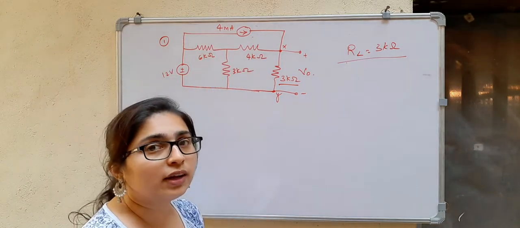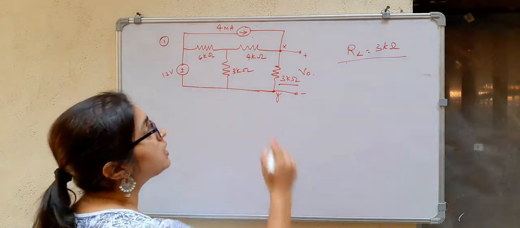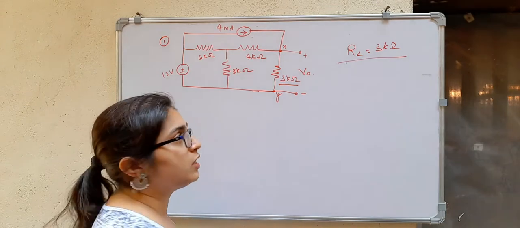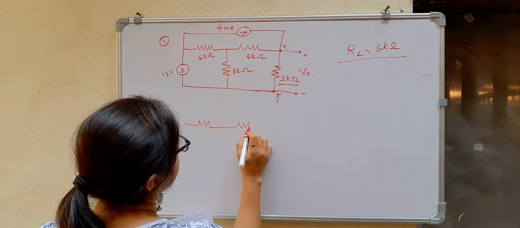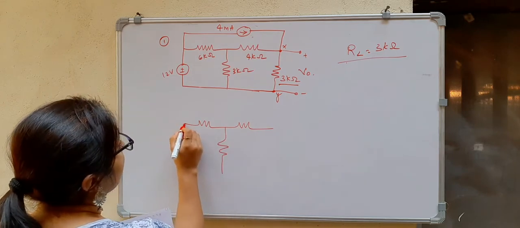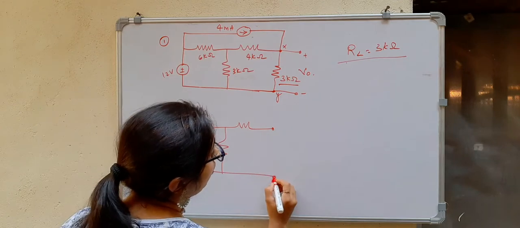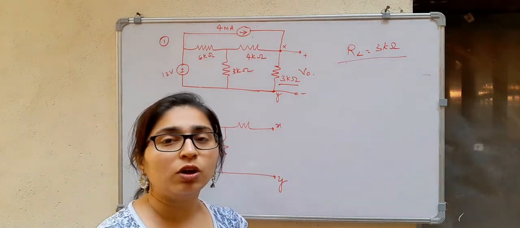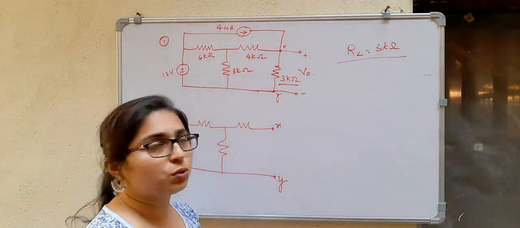So how can I find the RTH? That is by first opening this load terminals and then open circuiting any current source and short circuiting the voltage sources. So now what I will do, I will keep the other resistors as it is, and I will short the voltage source. I will open the current source and open the load terminals also. That means opening load terminals means I will not be connecting the load resistor across these two terminals.